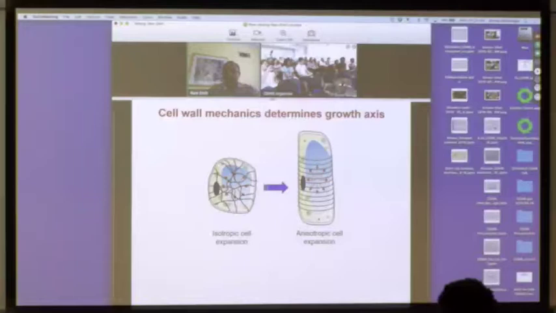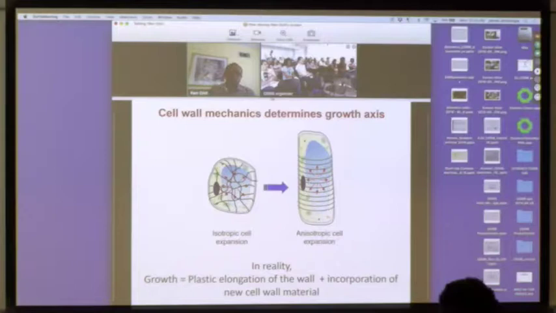Now, in reality, things are a little bit more complicated. So growth is really a combination of the plastic elongation of the wall. So this is irreversible elongation, right? So it's plastic, not elastic, like a rubber band where you stretch the rubber band and the rubber band extends, and if you let go of that stretching force, it will snap back. Cells don't do that. They grow irreversibly. So that's plastic elongation. This is kind of like taking a plastic bag and stretching it, and it will stretch, but it doesn't go back. It remains stretched once you let go of it.